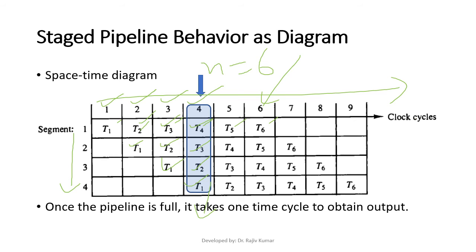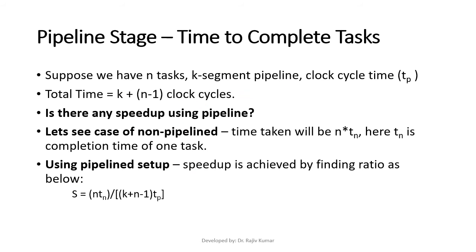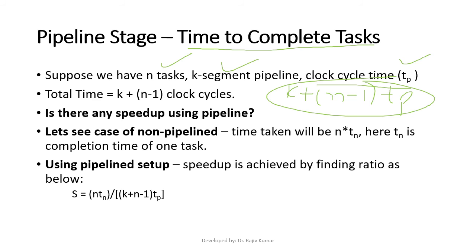Now let's move to the next slide. Here in the pipeline stage, let's understand how the time is taken to complete the task. Let's say we have n tasks, k segments, and the time for each task is Tp in the pipeline environment. Then the formula is (k + n - 1) multiplied by Tp. That will tell us the time taken in the pipeline environment.